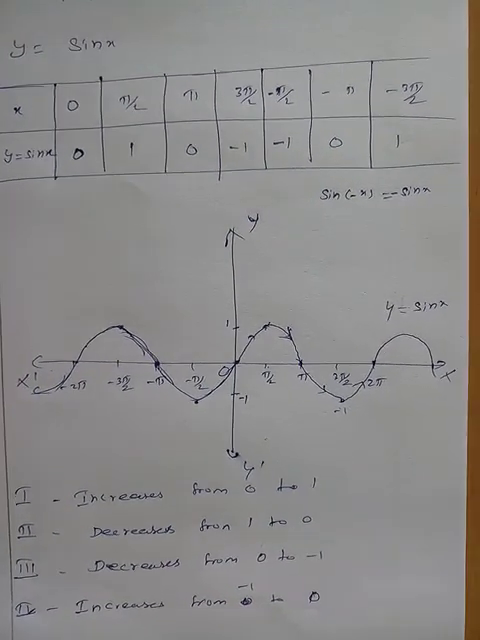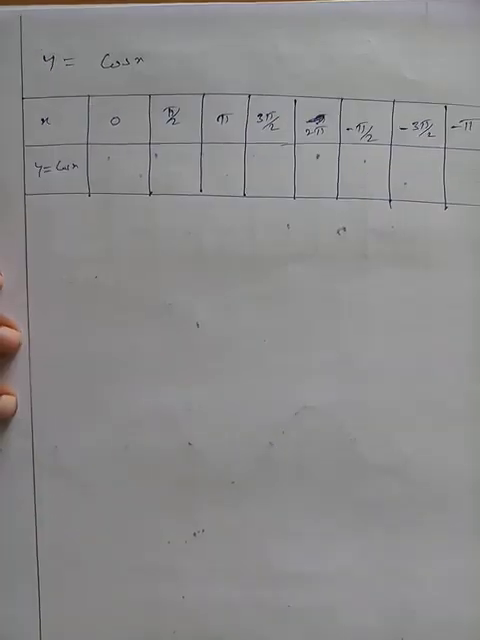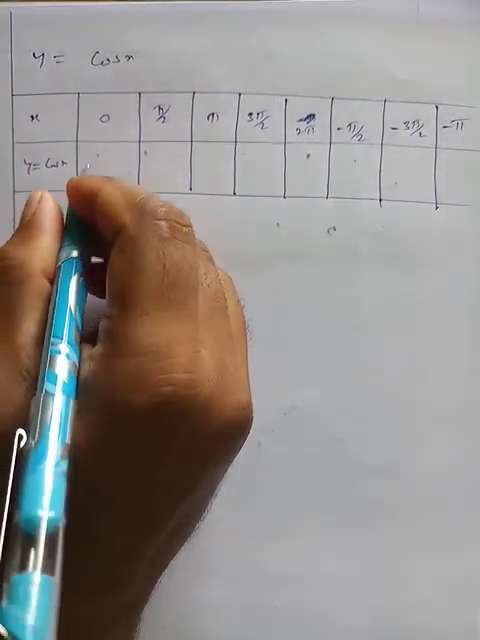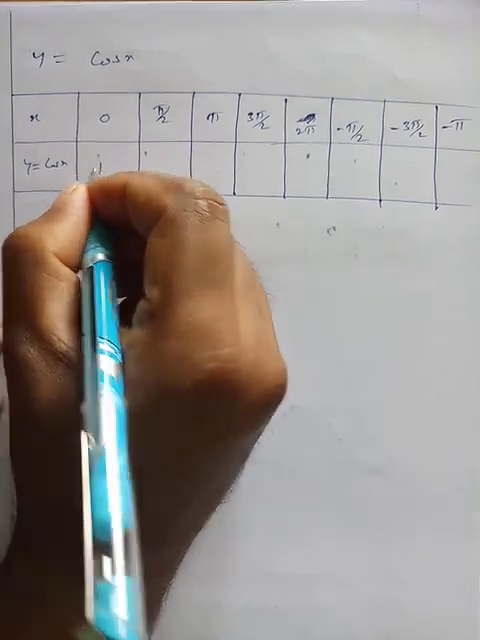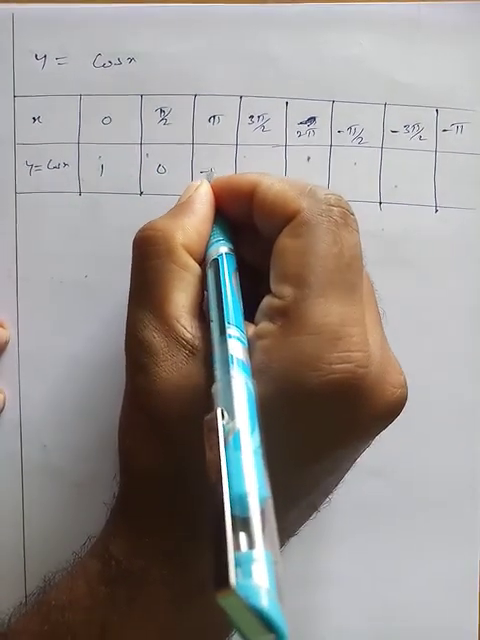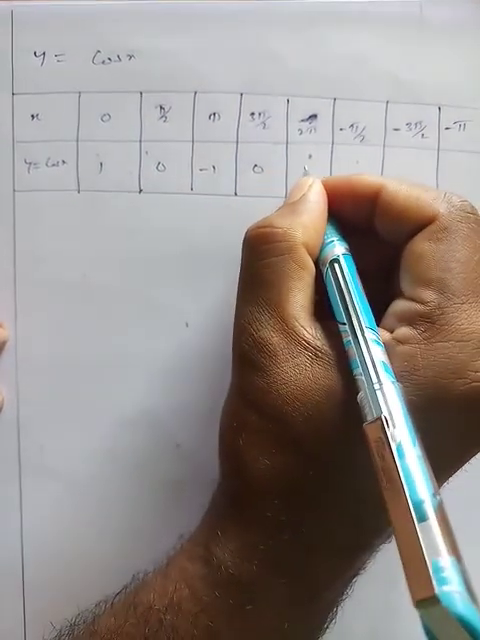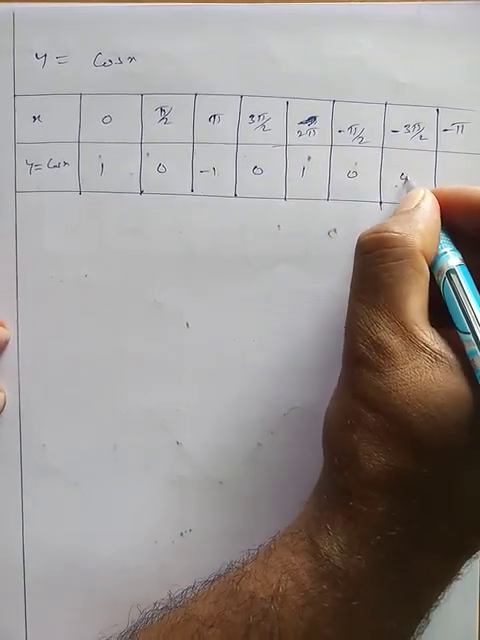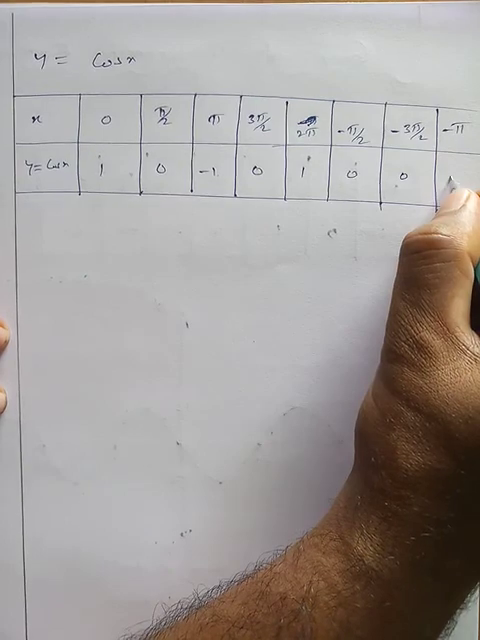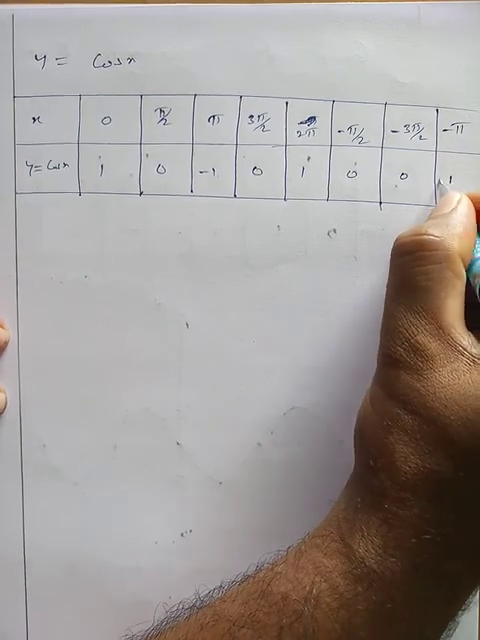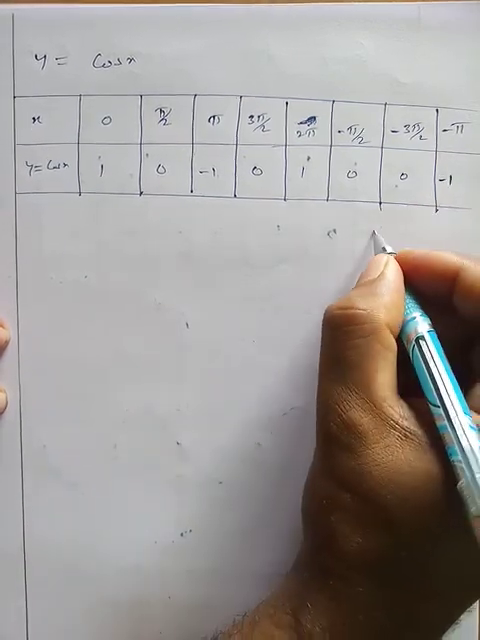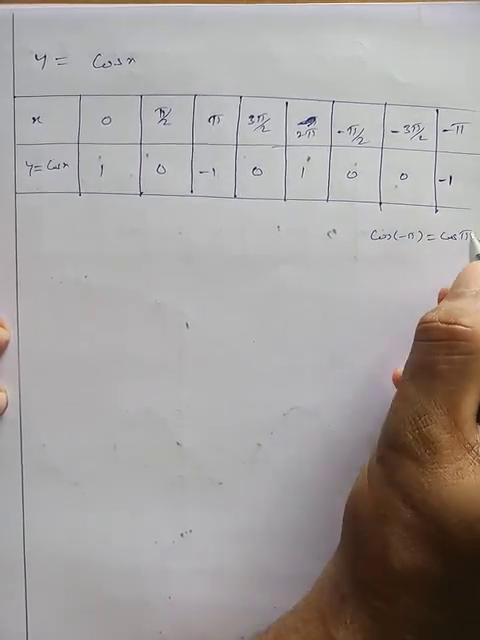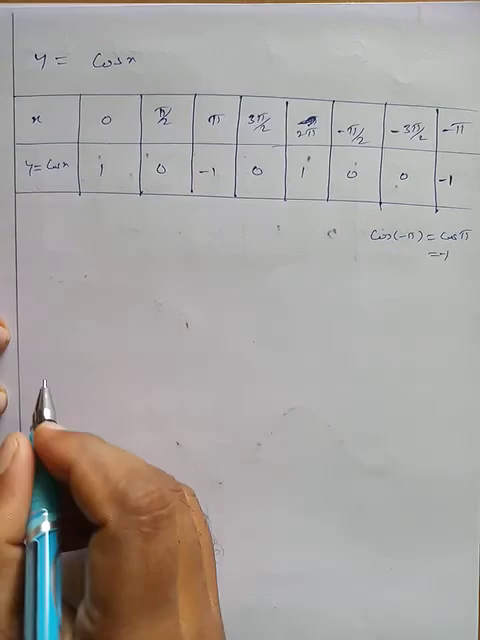Next graph, cos x. y is equal to cos x. x is equal to 0, cos 0 is 1. Then 0, minus 1, 0, 1, 0, 0, 1, minus 1. Cos of minus pi is equal to cos pi only. It's equal to minus 1.